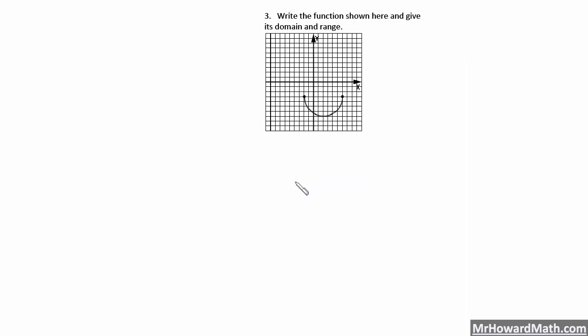Alright, question 3, write the function shown here and give its domain and range. We have a semicircle. It is upside down, so that's a negative. And then we know we have a square root. It has a radius, looking right here at the center, a radius of 1, 2, 3, 4. So this number is going to be 16. And then it's always minus.